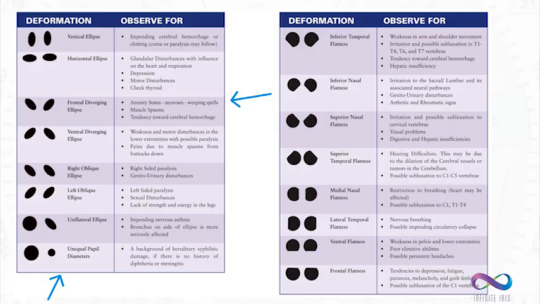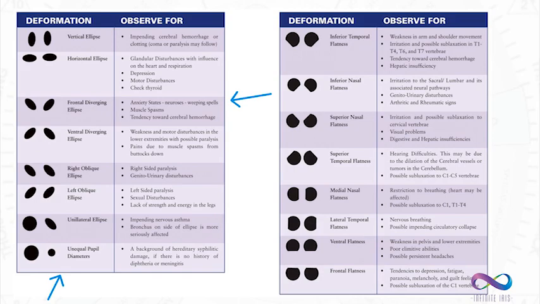The unequal pupil diameters, as we just discussed, is called anisocoria. It's a background of hereditary syphilitic damage if there is no history of diphtheria or meningitis. These have been scientifically studied, but as I have said, if you see this, any ellipse is a very serious sign and they need to see a doctor.